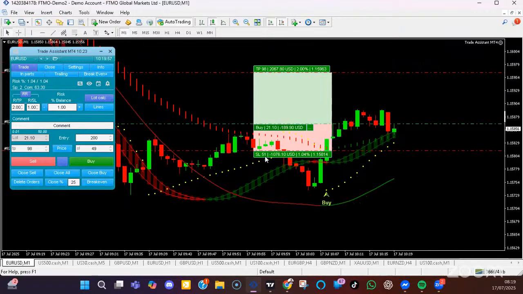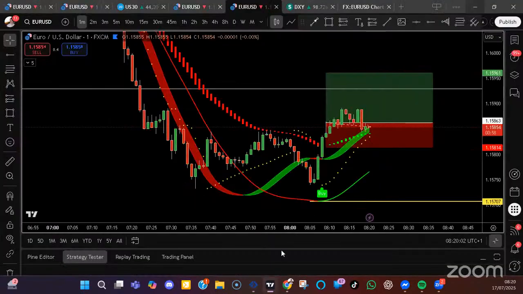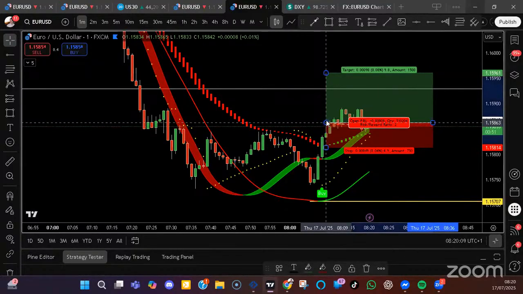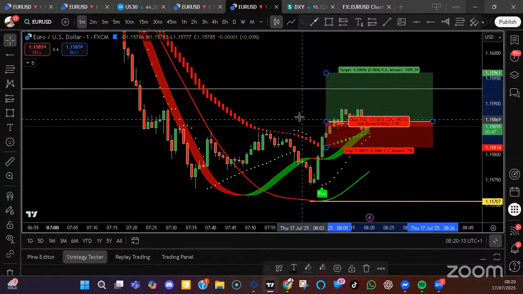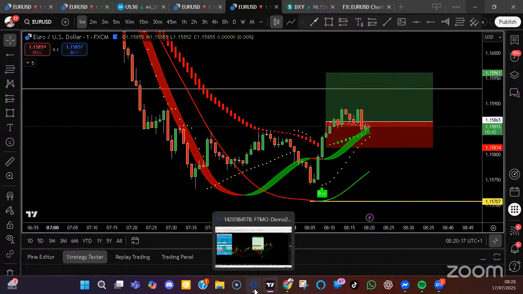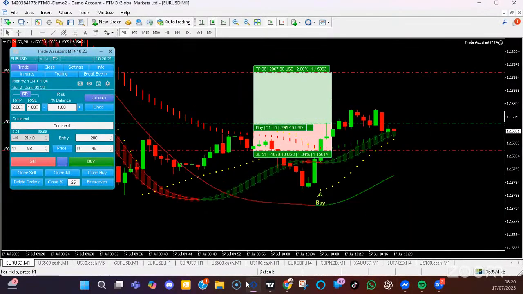Actually, it's a 5.1 pip stop loss, not 4.9. So I'll rejig that around. 5.1. Only minuscule amounts, but it all helps. Is that right? Let's go and have a look. Yeah, that's right. That's better.